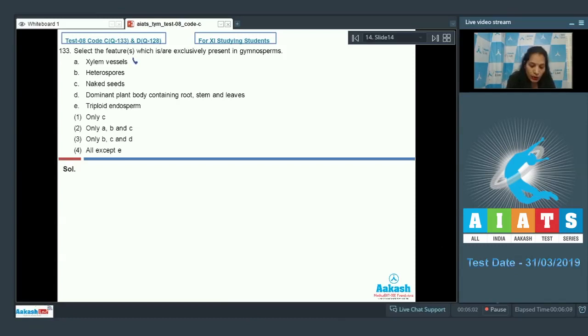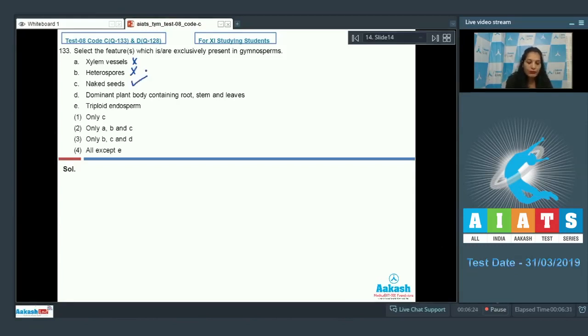A. Xylem vessels. No, xylem vessels are present in few gymnosperms and most of the angiosperms. So it is not the exclusive feature of gymnosperms. Heterospores. Heterospores can be seen in some members of Pteridophyta. All gymnosperms and angiosperms are heterosporous. So this is ruled out.